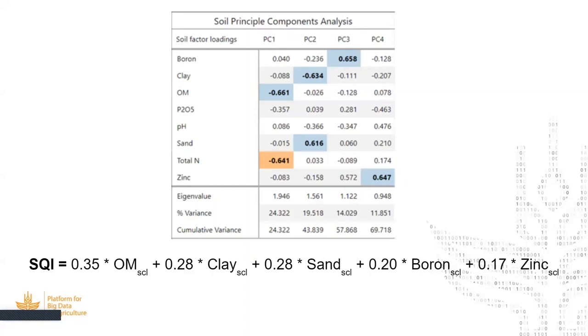And then we do a simple linear summing weighted by the relative variance explained by each of the principal components that the soil characteristics were identified by. All this is to say that eventually we get a single value for soil quality between 0 and 1, which we can then use to stratify our soil sample and look at differential fertilizer responses.